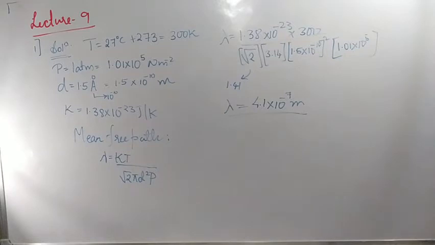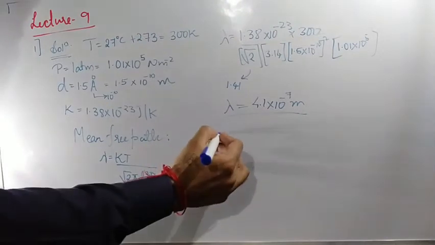So what all the values we are having? 1.38 into 300 divided by 1.41, correct? Divided by 3.14 divided by 1.5 divided by 1.5, divided by 1.01. So this will turn out to be 41 somewhere. By leaving these powers I am getting 41.